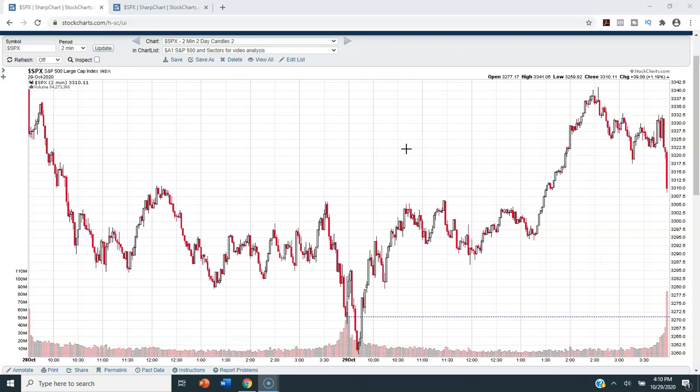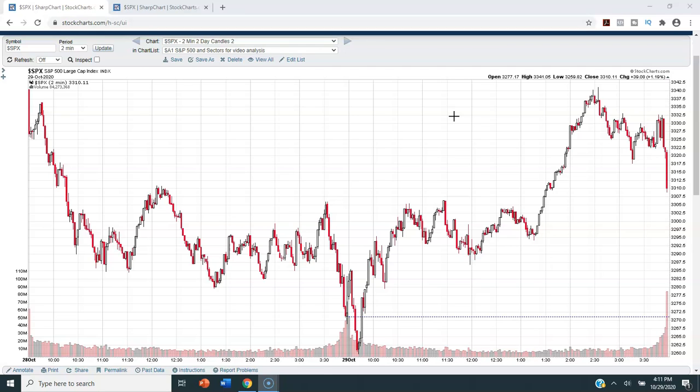Today we were up 1.19% on the S&P 500 and we closed at 3310.11. The first chart that we're going to look at is a 2-day, 2-minute candlestick chart of the S&P 500. So each candlestick does represent 2 minutes of trading.